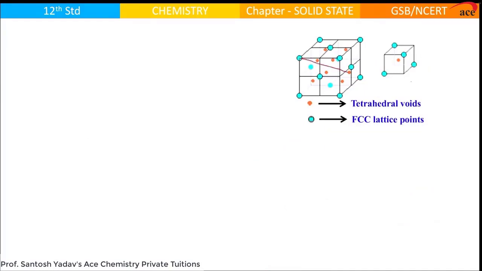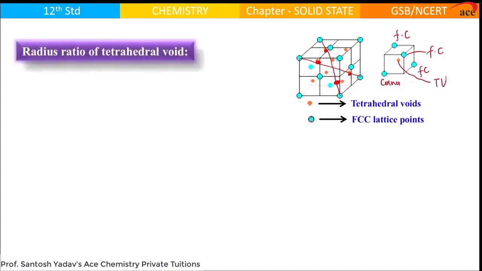Are you able to see the diagram here? If you check, this is a body diagonal and these red dots are tetrahedral voids. If you go on plotting all of these, you should get tetrahedral voids. They are not coming exactly, but they are tetrahedral voids. Every body diagonal has 2 tetrahedral voids. If you remember, this is the corner, this is a face center, this is also a face center, this is also a face center, and this orange dot is the tetrahedral void.